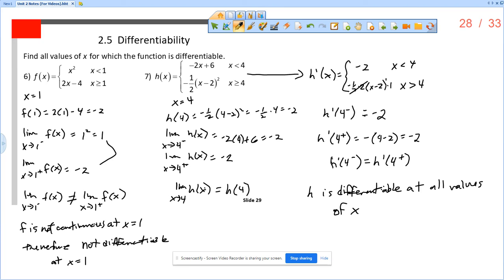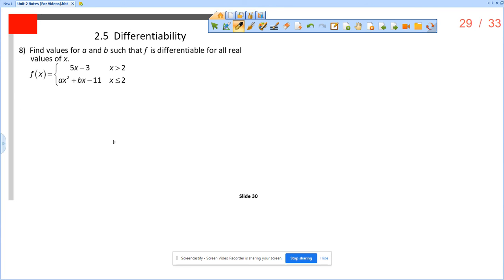All right. So now moving on to slide number 30. Find values a and b such that f is differentiable for all real values of x. So this looks a lot like a continuity question, but we're going to approach it in a similar fashion. We want to consider 5x minus 3. Of course, that is a line, so x is greater than 2, so obviously differentiable everywhere there. And to the left, ax squared plus bx minus 11, that is a parabola, so it would be continuous and differentiable everywhere to the left of 2. So now we're really concerned about x equals 2.